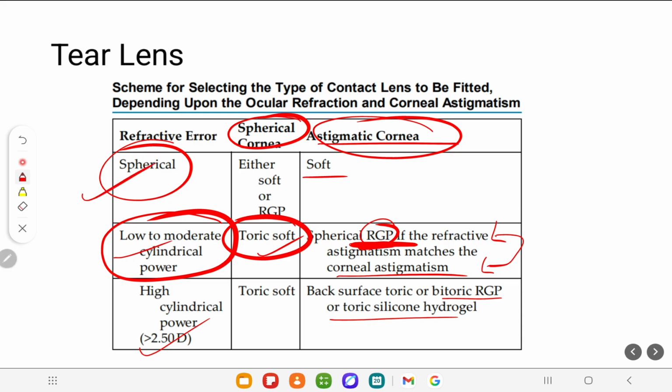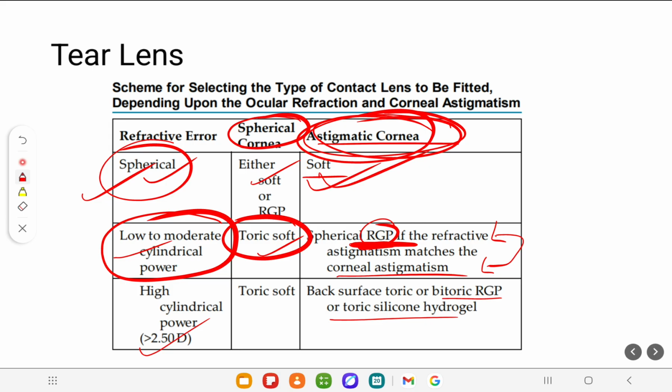So if the refractive error is spherical, yes, you can use soft or RGP. But if it is spherical and there is astigmatism in the cornea, don't use RGP, it will be a blunder. You have to use a soft contact lens. Because whenever you use RGP in this case, spherical refraction but astigmatic cornea, you will see internal astigmatism manifested.